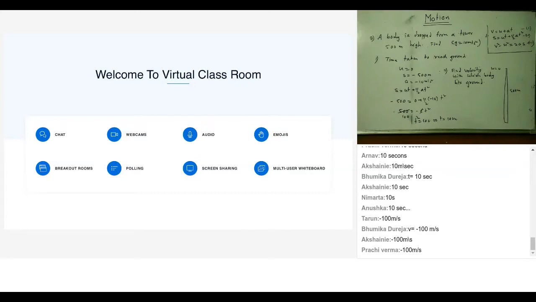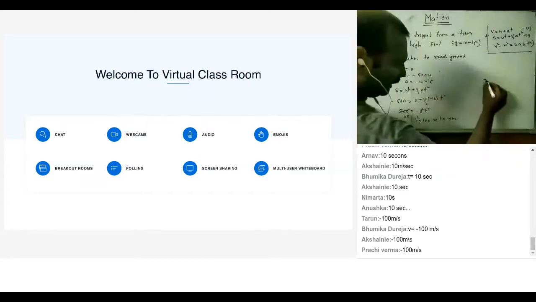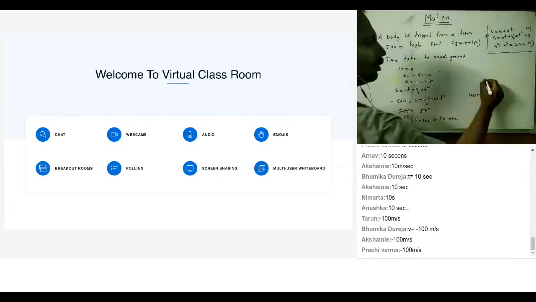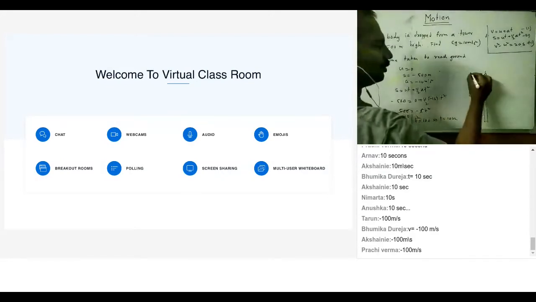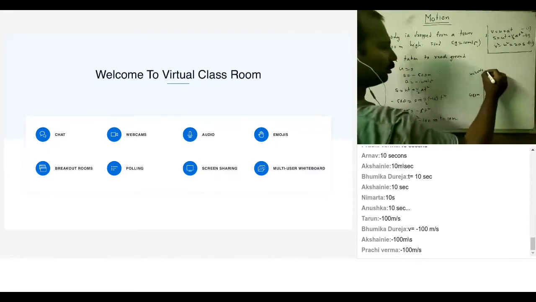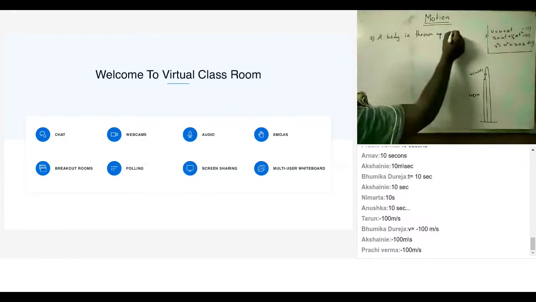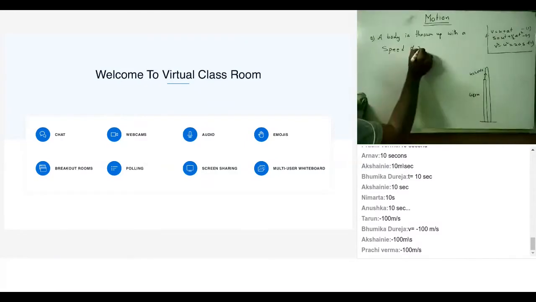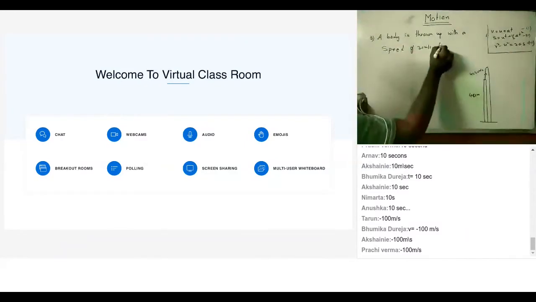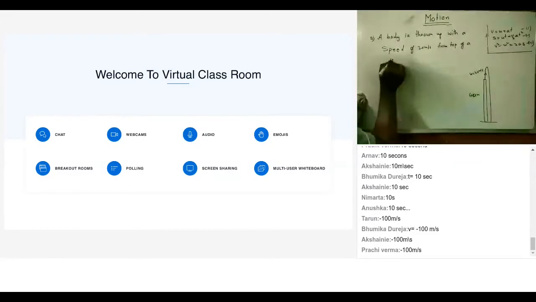Fine. Now what I do is I take another situation, that is I take a tower of 480 meters high and an object is thrown up with a speed of 20 meter per second, right? So what will happen? The body goes up and comes down like this. So a body is thrown up with a speed of 20 meter per second from the top of a 480 meters high tower.